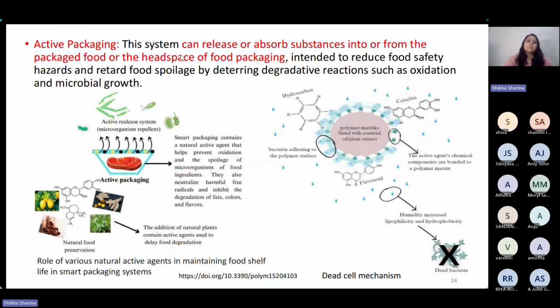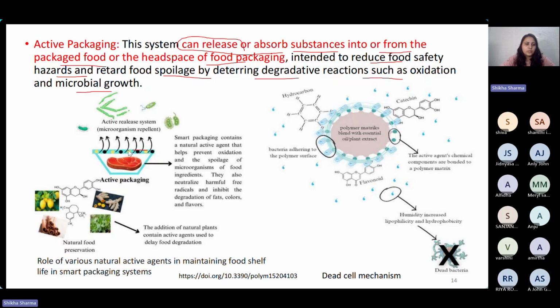So active packaging can release or absorb substances into or from the packaged food or the headspace of the food packaging, intended to reduce the food safety hazard and retard food spoilage by deterring degradative reactions such as oxidation and microbial growth.